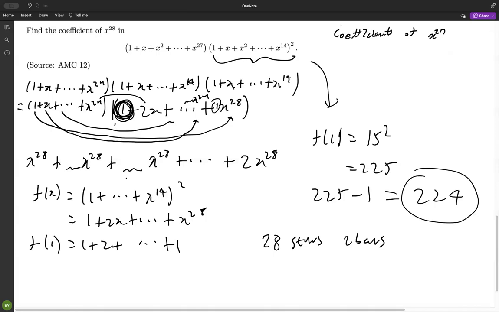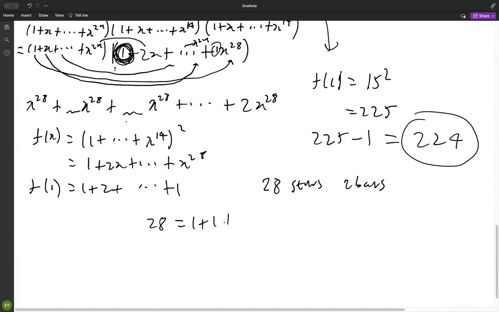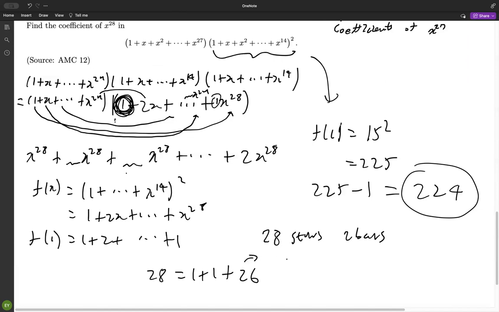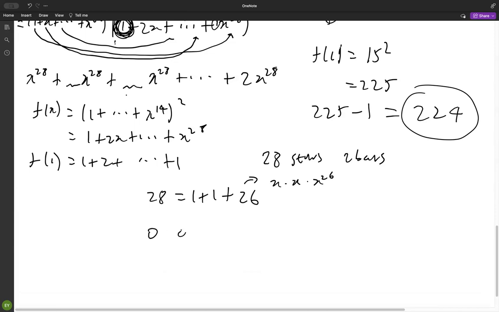So what I want to do right now is try and split 28, like 1 plus 1 plus 26. Then this will imply x times x times x to the power of 26. And we can get 1x from here, 1x from here, and x to the power of 26 from here. So I want to split 28. Let's just say that there are 28 stars. If I put 2 bars here, then we can split 28. In this case, it will be 1 plus 1 plus 26 equals 28.